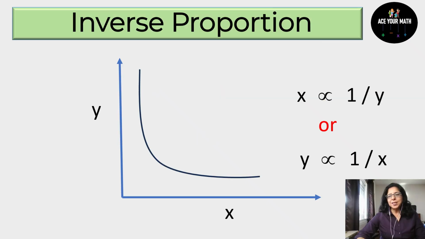Now, if you plot an x and y graph which are inversely proportional, then you will get a curve like this, in which if x is increasing, y is decreasing in the same ratio, or if y is increasing, x is decreasing in the same ratio. Or you can say x and y are inversely proportional.